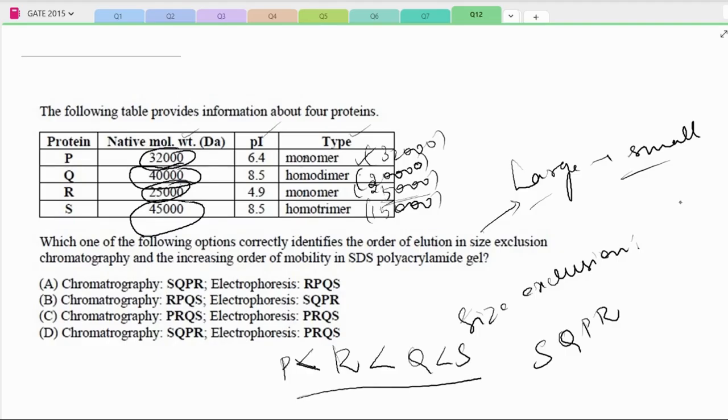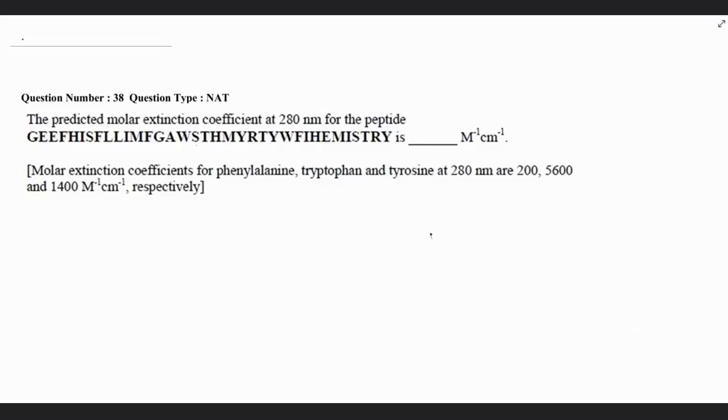So that is the increasing order of migration distance in SDS-PAGE, and for size exclusion, the order of elution is SQPR. So the correct answer here is option D. This is a pretty simple question to solve if you know that you need to divide here, and here you just have to remember which protein elutes first. So let's move on to the next question.